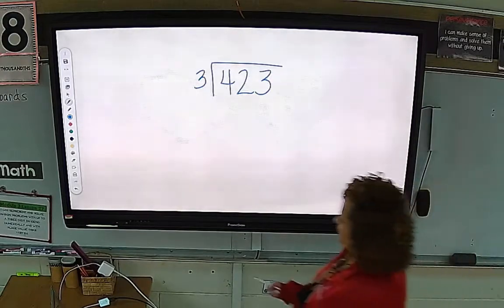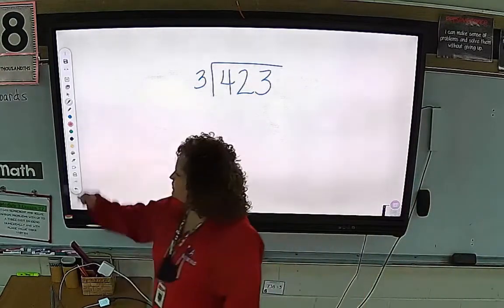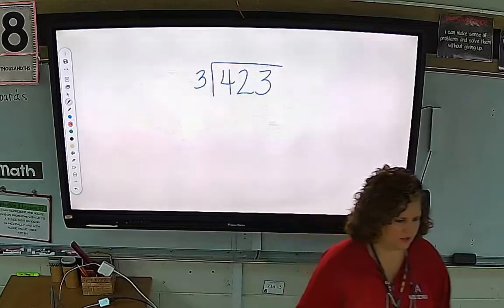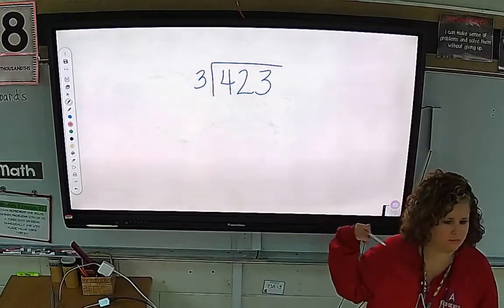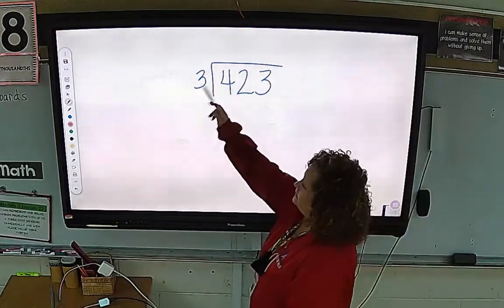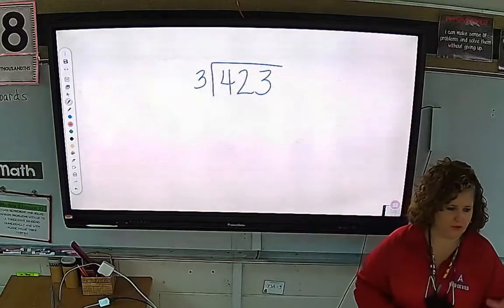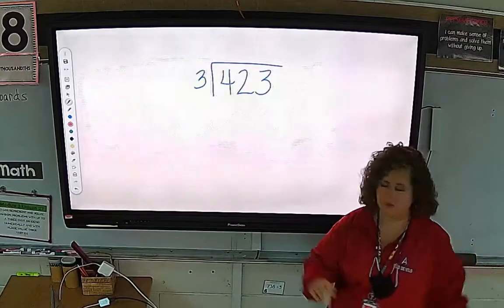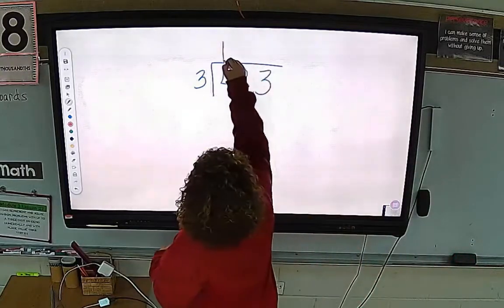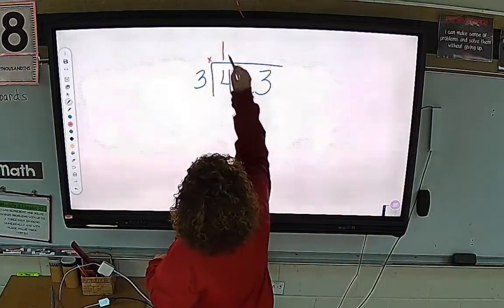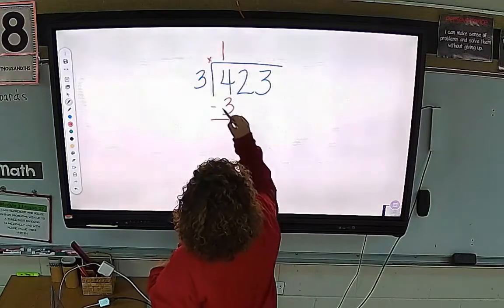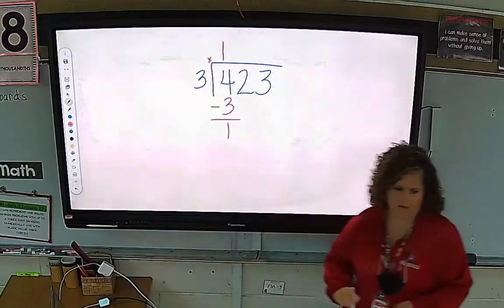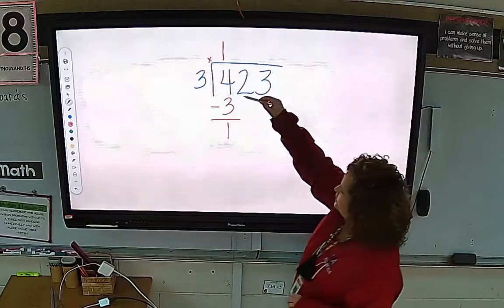So I saw a lot of similar answers on your board, so I'm going to get caught up with you, but please check your work, okay? How many groups of 3 can we get out of 4? Since 4 is big enough to get out a group of 3, we're going to stay right there. How many? 1. Just 1. Okay, 3 times 1 is 3, and we're going to subtract that from 4 and get 1. Okay, bring down the 2.